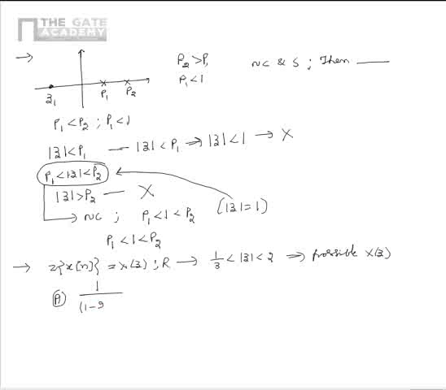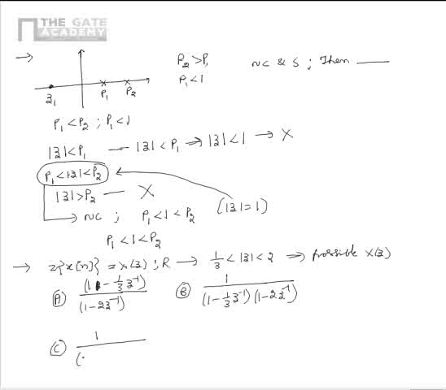Option A is 1 minus 1 by 3 z inverse divided by 1 minus 2 z inverse. Option B is 1 divided by 1 minus 1 by 3 z inverse multiplied by 1 minus 2 z inverse. Option C is 1 divided by 1 minus 2 z inverse multiplied by 1 minus 3 z inverse. Option D is none of these are possible.